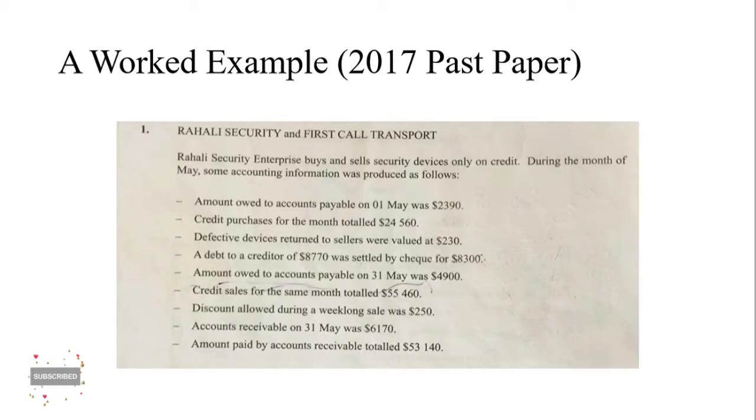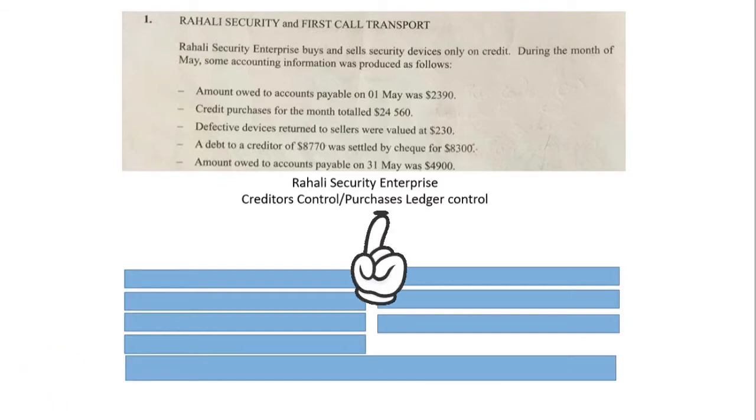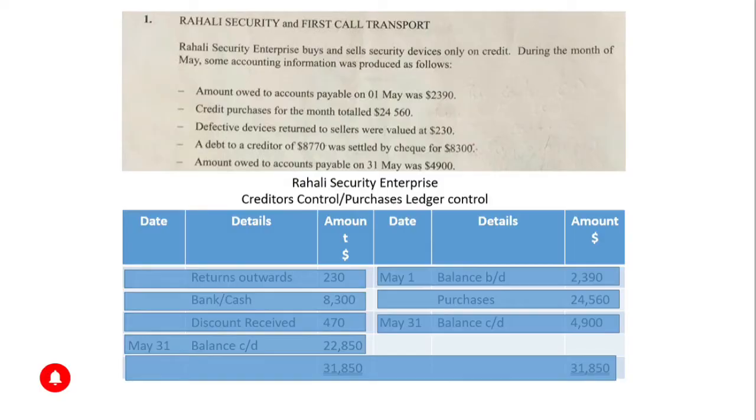All right, so let us get right into it. We're going to look at the first 5 transactions as they relate to the purchases ledger or the creditors control. The first thing you start with is your heading. Always remember to put in your heading. So we have Kaale Security Enterprise Creditors Control or Purchases Ledger Control. You can write any name you want, creditors control or purchases ledger control. I write both names just to help you understand the various names. So this is the control account.